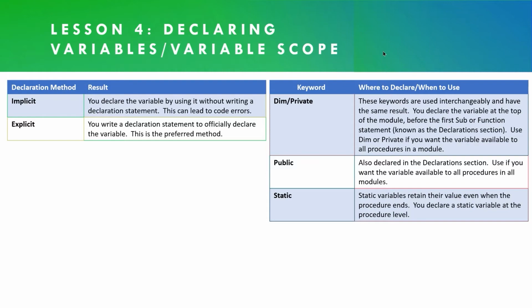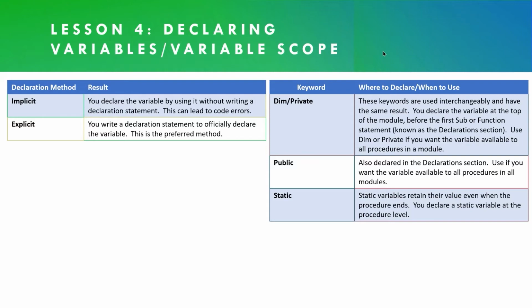Now, when it comes to variable scope, you can use either the dim or the private keyword. They mean the same thing. They're used interchangeably. They have the same result. I typically use dim, and you declare the variable at the top of the module before the first procedure. And that area at the top of the module is known as the declaration section. If you want the variable available to all procedures in a module, you would use dim or private and declare it in the declaration section.